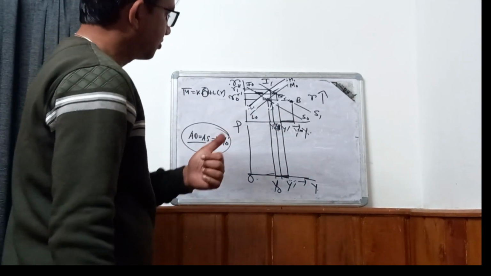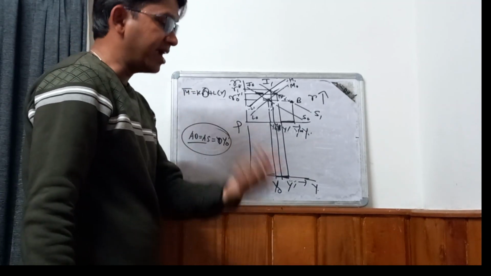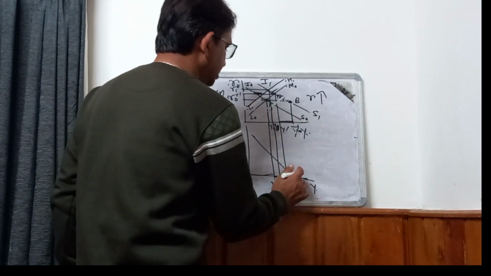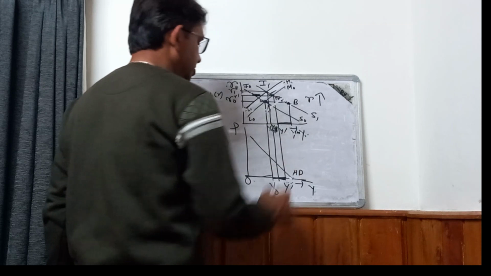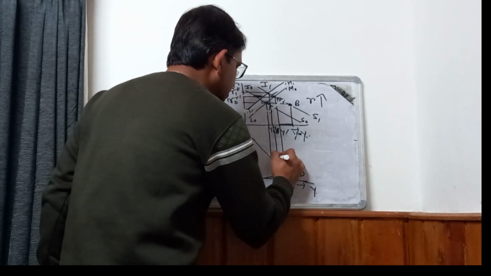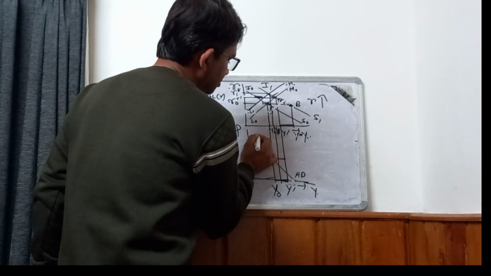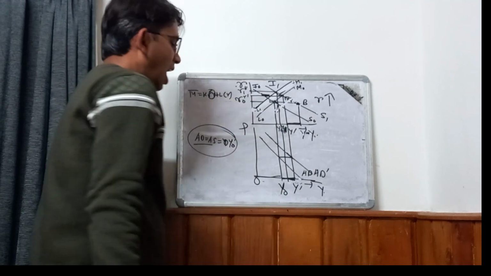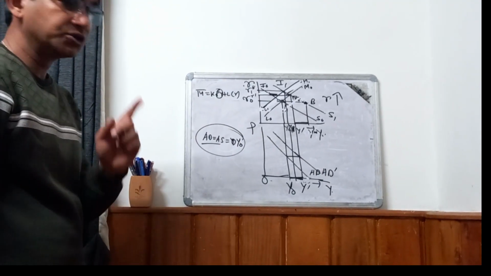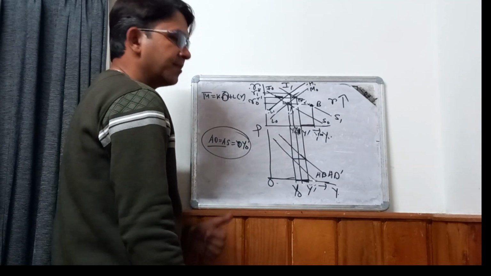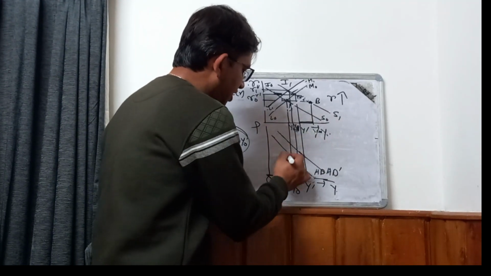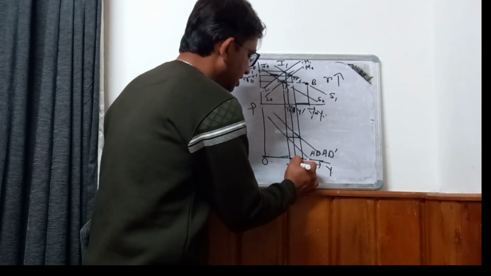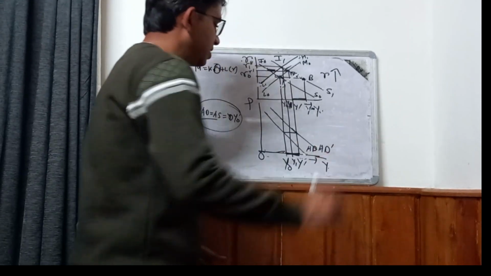So first, how do we draw the AD-AS curves? The simple trick is that first you draw one AD curve like this. So this is my initial AD curve. Now just take the parallel distance and draw the AD curve like this, AD dash. And the supply curve should be drawn in such a way that its intersection with the first AD curve gives the equilibrium output level OY0, and with the second AD curve gives the equilibrium OY1.